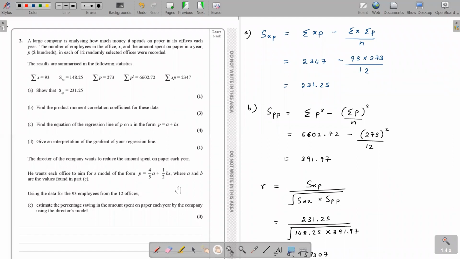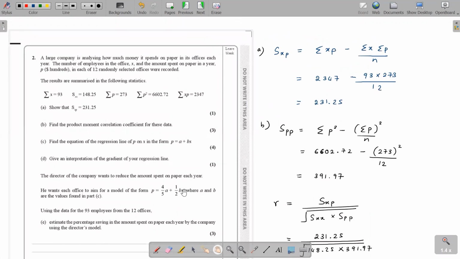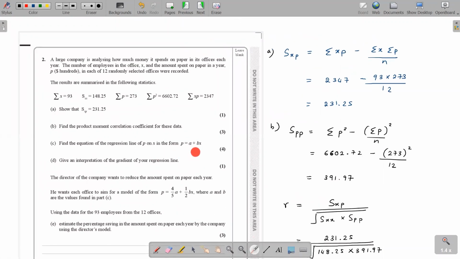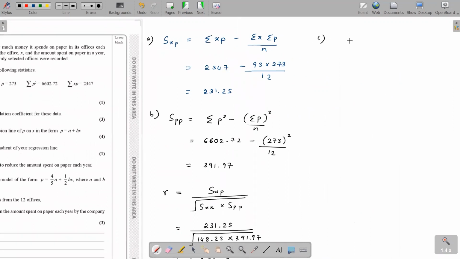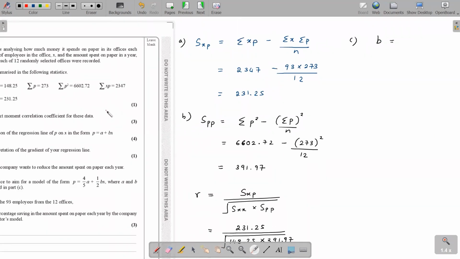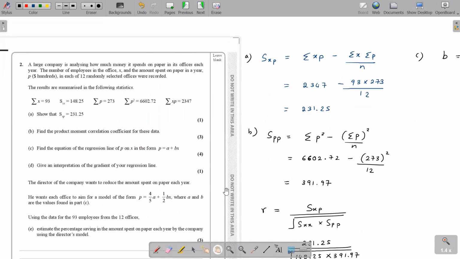Okay, part C. Find the equation of the regression line of P on X in the form P equals A plus BX. So they've told you to get the regression line of P on X. So how do we find our A and B values? B, normally we write B equal SXY over SXX, isn't it? That's the equation that I'm remembering. But in this case, Y is replaced by P. So our dependent variable here is P. The number of employees in the office is our independent variable, and the amount spent on paper in a year is the dependent variable.